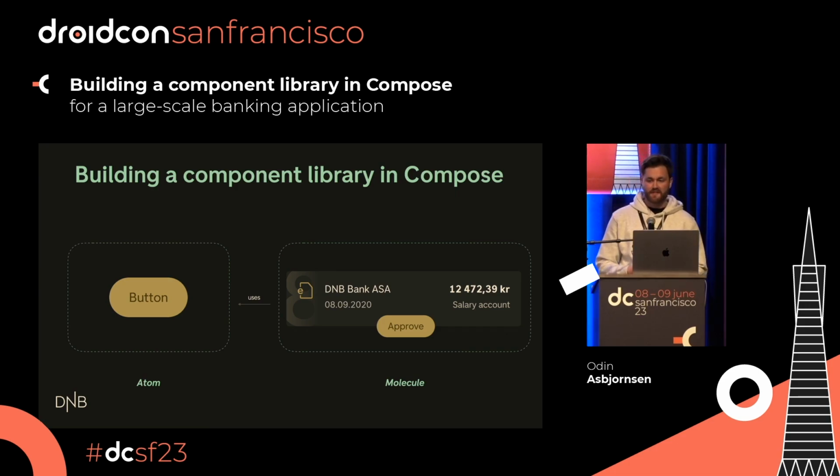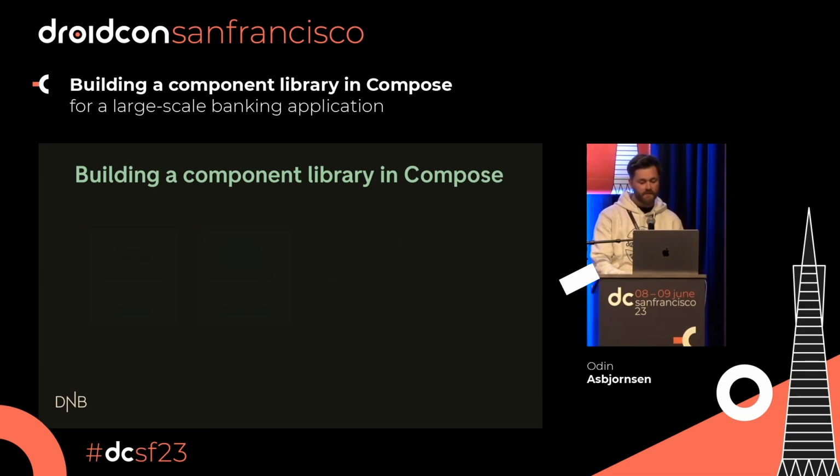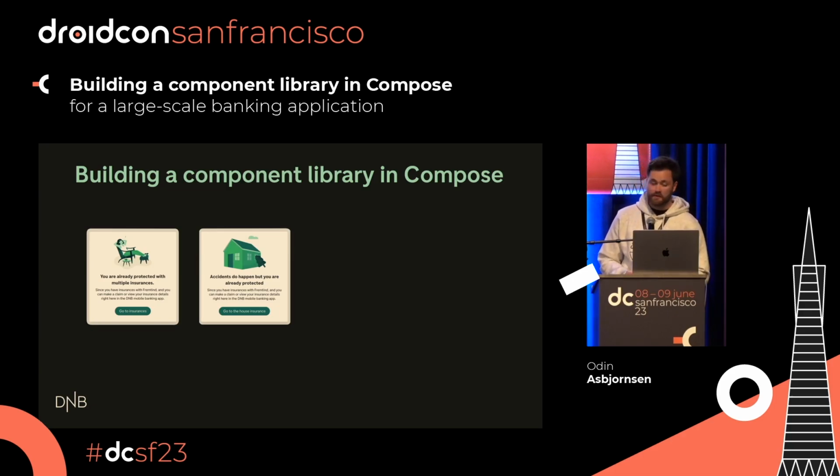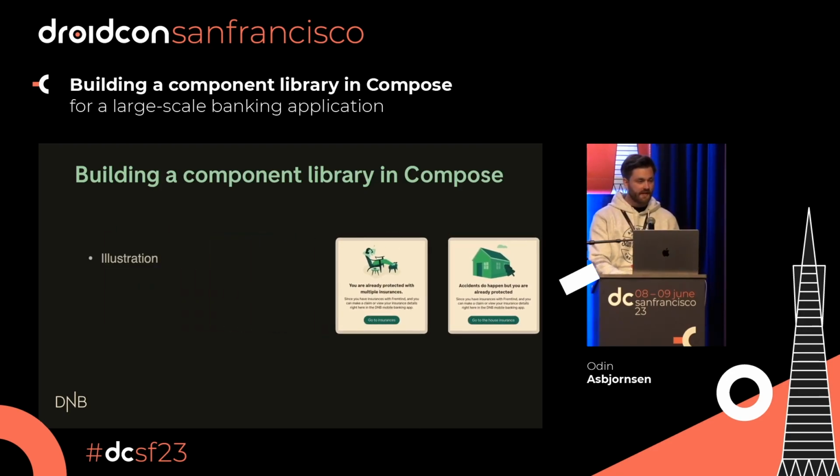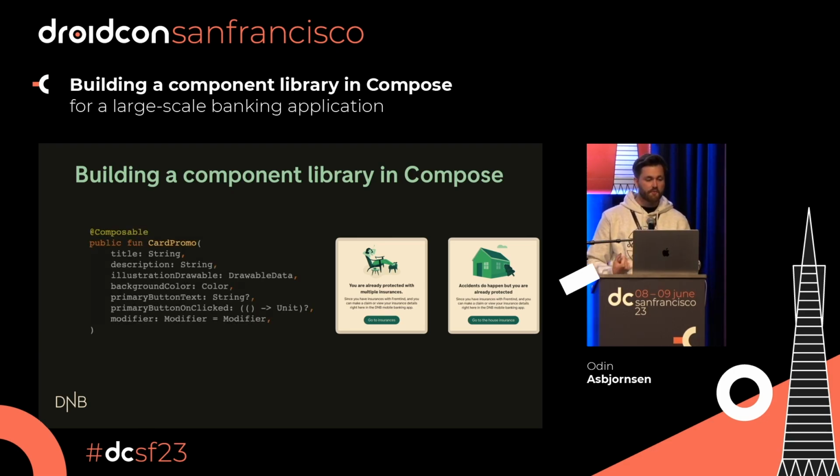So this could be something that was in this library. For instance, we had a lot of these cards where, for instance, in our insurance pages, for doing some certain type of actions. And we quickly realized that this could be abstracted into an illustration, a title, description, and a button, right? So we could make an API which we call card promo. I know naming is hard, but yeah, a composable function that took title, description, and illustration drawable, but it's a drawable data. We call that a class which just had the image reference and the content description.